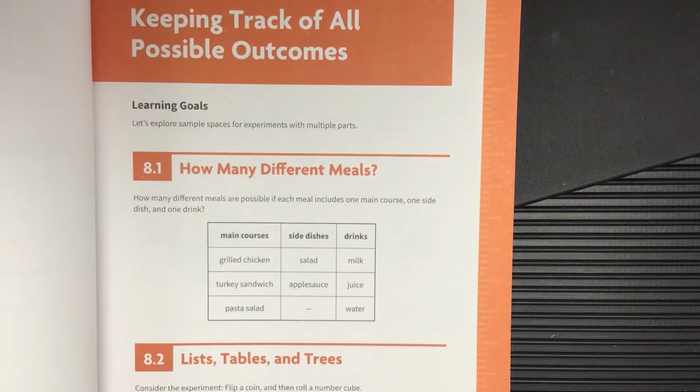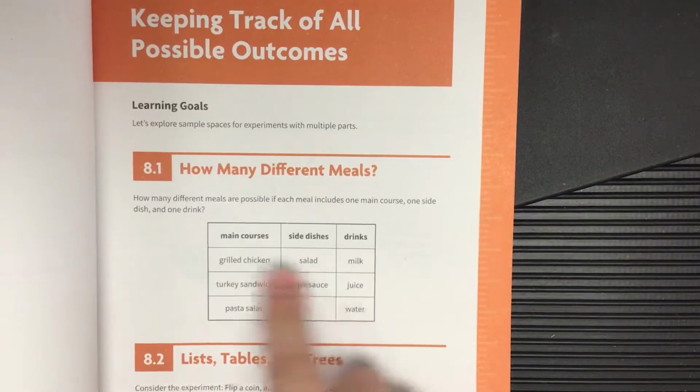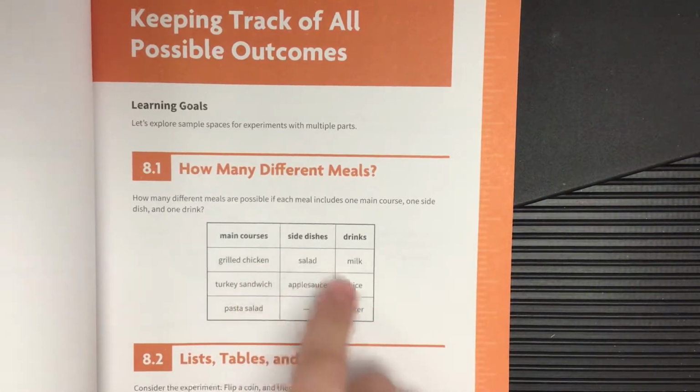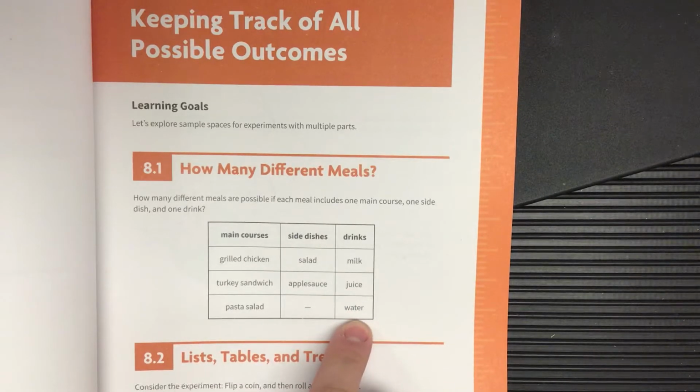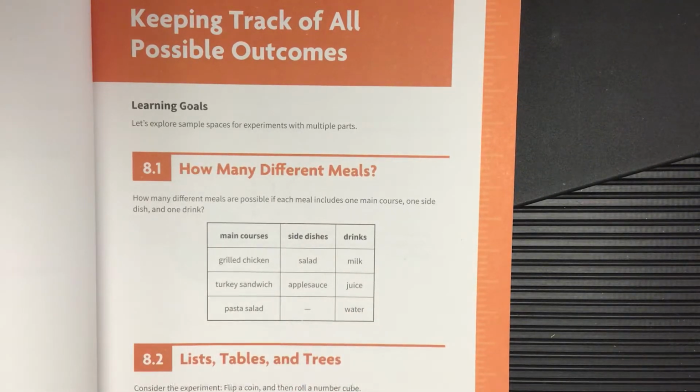All right, now we're going to talk about if it wanted the sample space here, I have to list them, right? You'd have to list grilled chicken, salad, milk; grilled chicken, salad, juice; grilled chicken, salad, water. I drew lines. Okay, you drew lines. So we're going to talk about different ways of showing it. I'm going to give you a little hint to tell you the total number to see if you got it right.